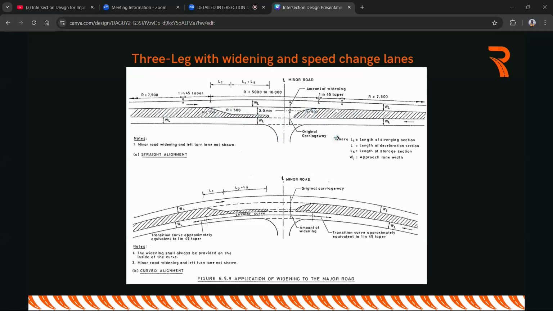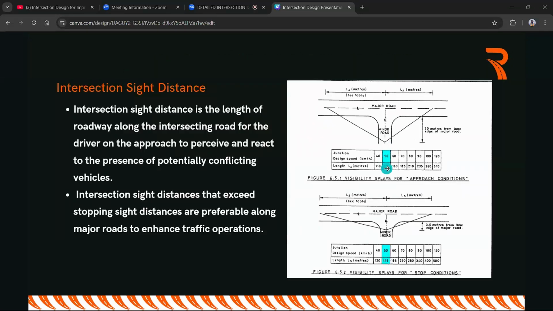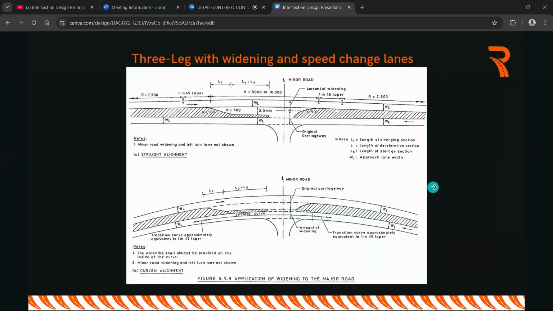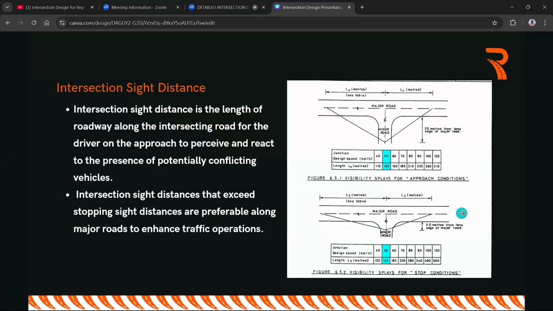But then again, remember, these are concepts that can be customized according to the site conditions that you have at that specific point. So we'll be talking about intersection sight distance, and I hope you've noted this down. We'll be using them in our next webinar. Intersection sight distance is the length of roadway along the intersecting road for the driver on the approach to perceive and react to the presence of potentially conflicting vehicles or hazard.